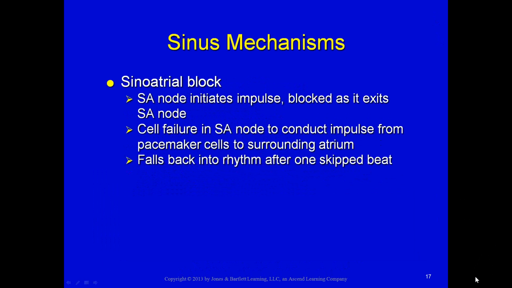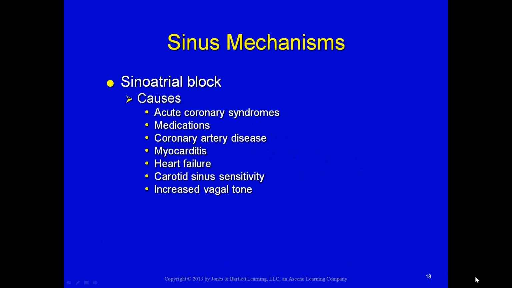Sinoatrial block. In sinoatrial block, the SA node initiates an impulse, but it's blocked as it exits the SA node, so it doesn't travel the internodal pathways, and it doesn't cause a contraction of the atrium. Oftentimes with sinoatrial block, the rhythm will return to normal once that skipped beat is passed.